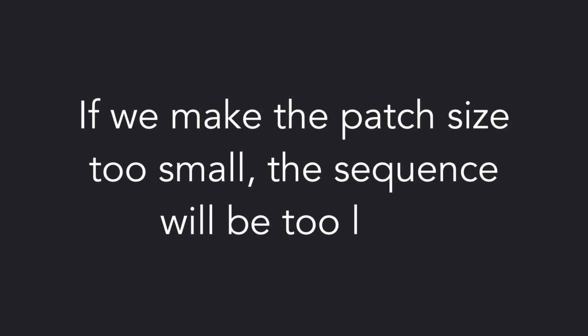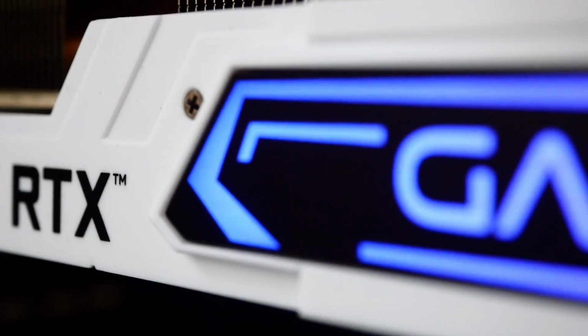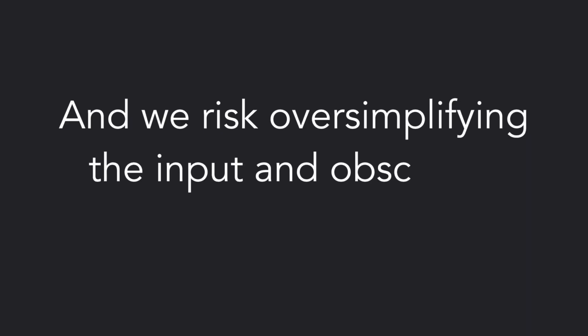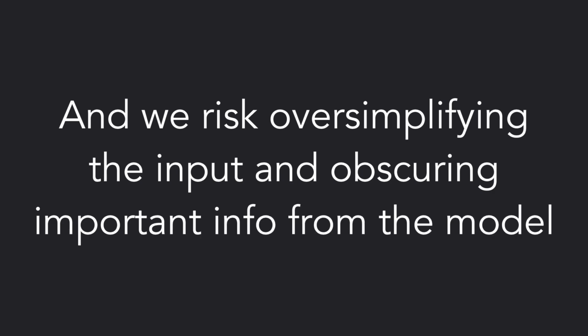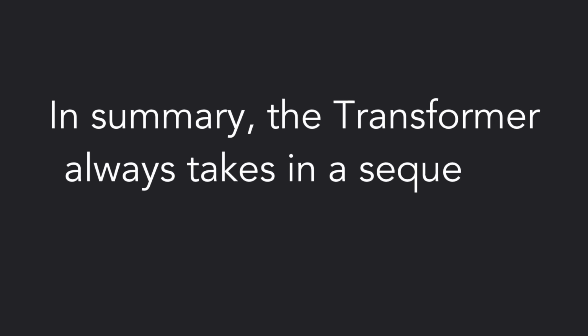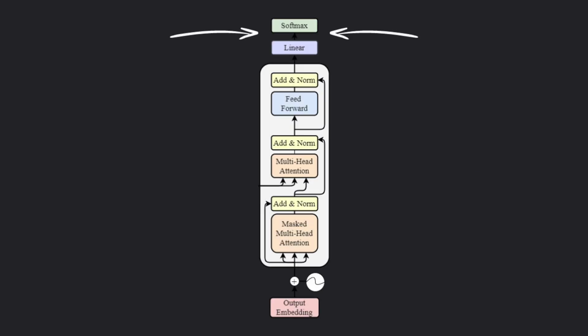If we make the patches too small, the sequence will be too long, and compute demands will be too high. If we make the patches too large, the sequence will be shorter and compute demands will be less, but we risk oversimplifying the input and obscuring important information from the model. The optimal patch size can be found experimentally. In summary, the transformer always takes in a sequence of length n with a vector for each entry in the sequence. But what about the output?